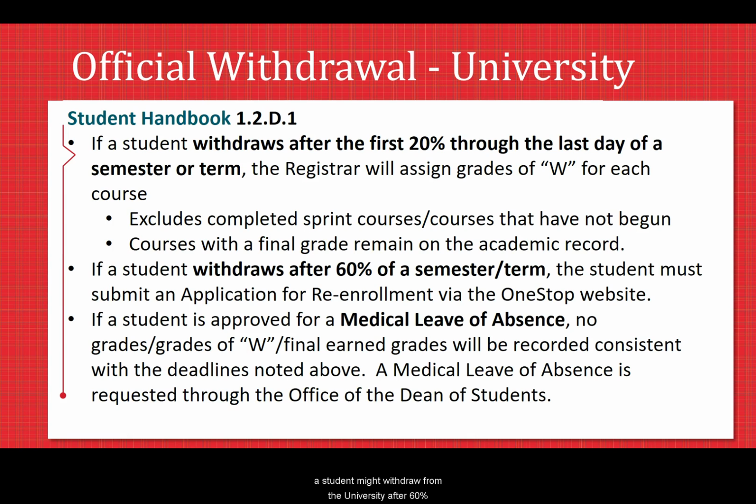In rare cases, a student might withdraw from the university after 60% of the semester or term has passed. When the student withdraws after the 60% mark and then wishes to re-enroll, they will need to submit a petition for re-enrollment via the One Stop website. Petitions are generally only granted in extreme circumstances that were beyond the student's control. Medical leaves of absence will be addressed in a later slide.